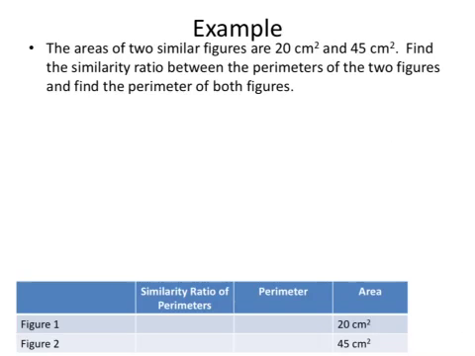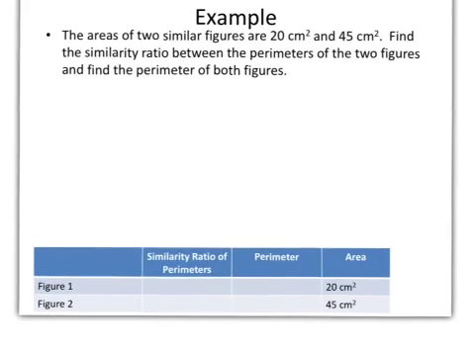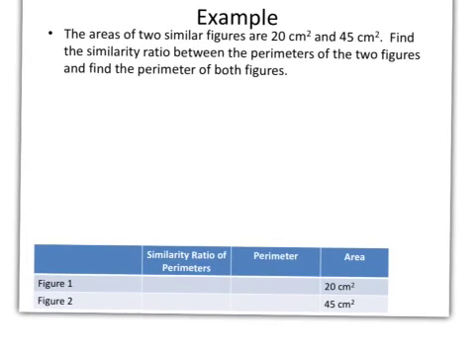Now let's take a look at two similar figures, okay? And we don't know anything about these similar figures other than they're similar and we know their areas, okay? So the area of one of them is 20 centimeters squared and the area of the other is 45 centimeters squared. So we want to be able to find the similarity ratio between them, okay?